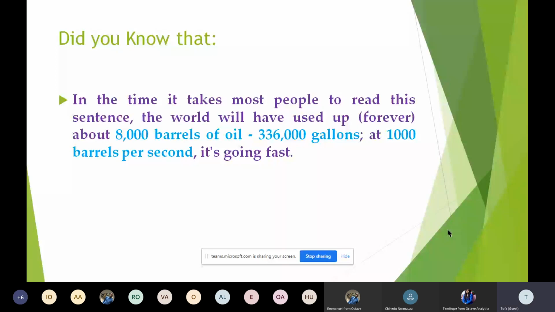Just to catch our attention in the beginning, do you know that the time it takes most people to read this thing I've just put up, by that time, about 8,000 barrels of oil have been used up in the world just before you read this up. So that speaks to some form of importance of the industry, constituting majorly of the energy source that is used by humanity, of course, after the sun.